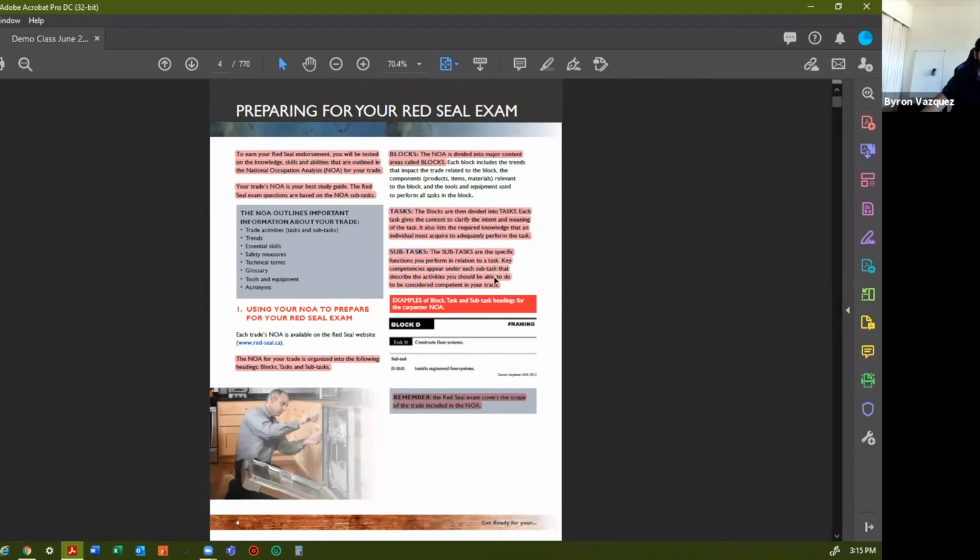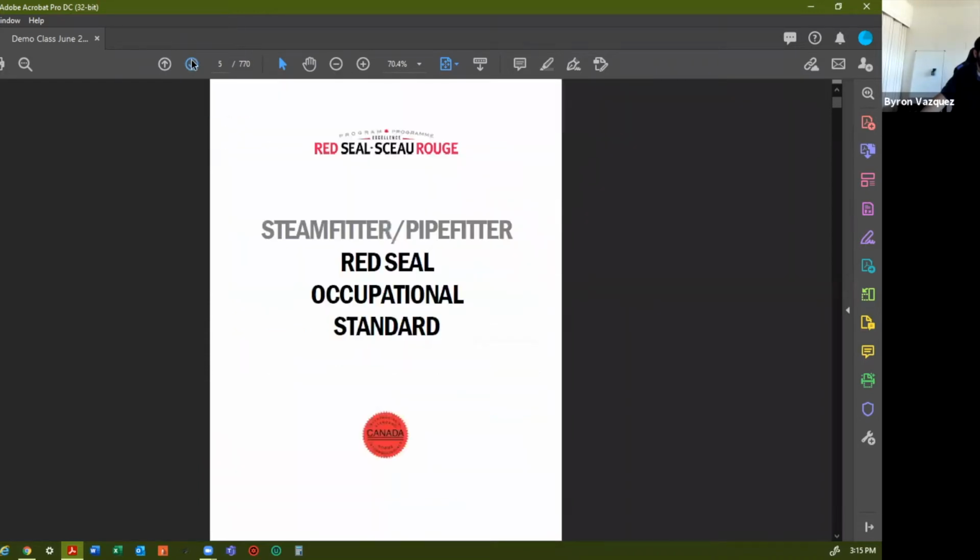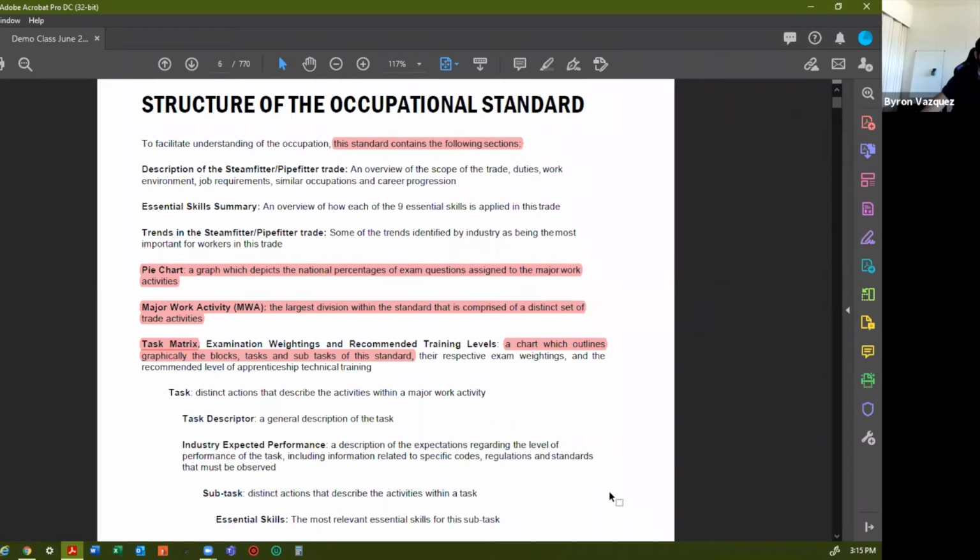In the course that I put together, the emphasis is on the subtasks. We're going to be looking at the skills that you need to know, and that's where they generate questions on the Red Seal. Remember, your Red Seal exam covers the scope of the trade included in the NOA. This is the structure of the occupational standard. It contains a pie chart, a graph which depicts the national percentages of exam questions assigned to the major work activities.